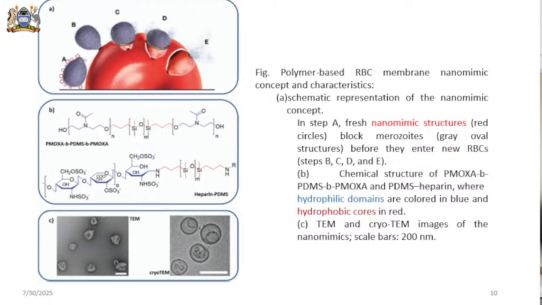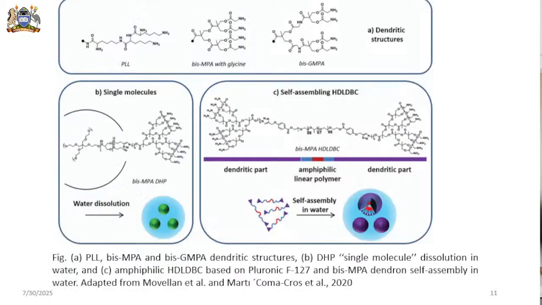And if we go to the next slide, you will understand that we can still make use of the dendritic structures. You can see that we have a single molecule which can be encapsulated into that, and then it can be taken up through the normal cell membrane so that it can reach the target site and be utilized for that purpose. Next.